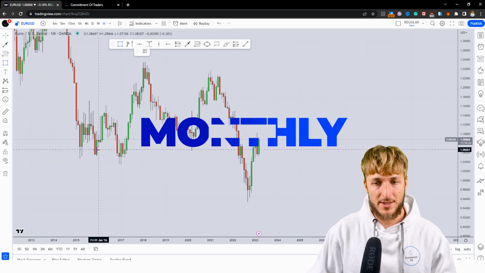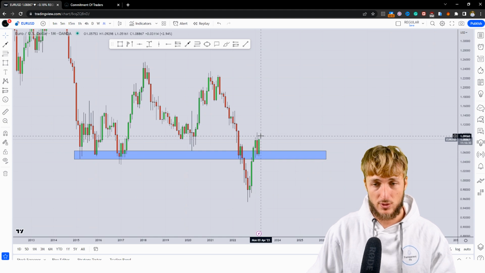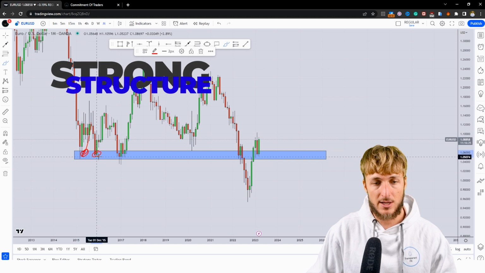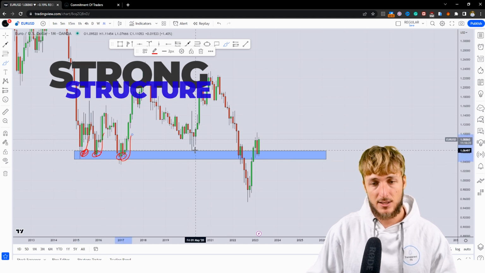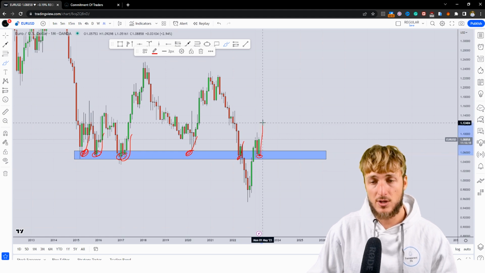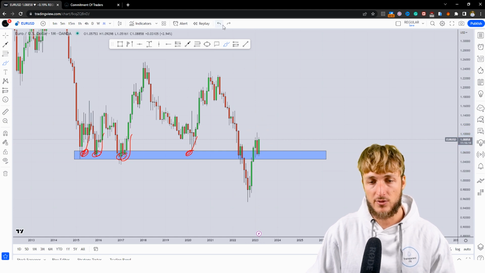Now, starting from the monthly time frame, what we can see is that at the moment the market is currently rejecting to the upside a quite strong area of previous monthly support here, again monthly support here, again here, again here, again here, and at the moment, as the market has just tested this zone, we could expect more bullish price action to be created away from this area.